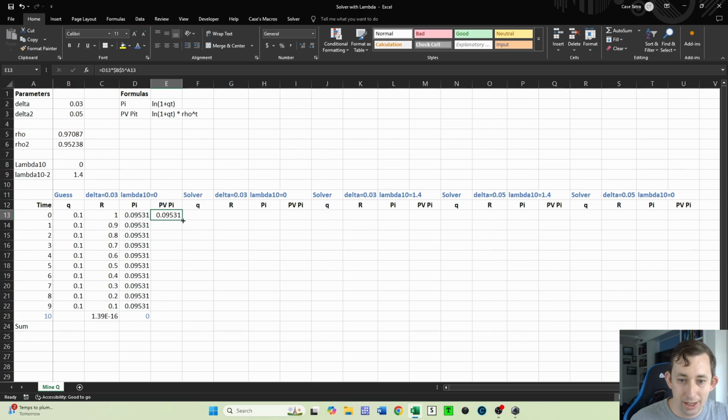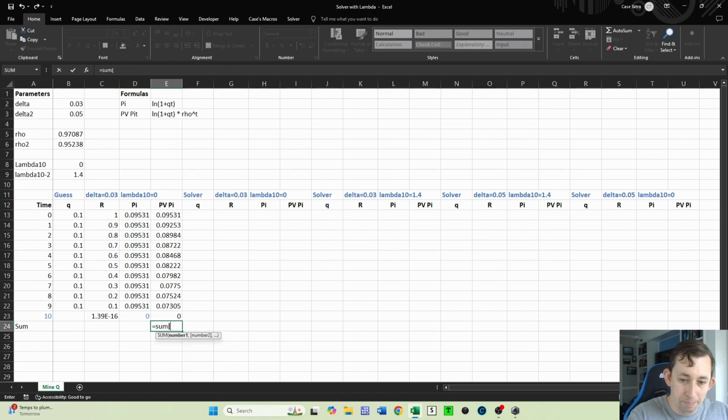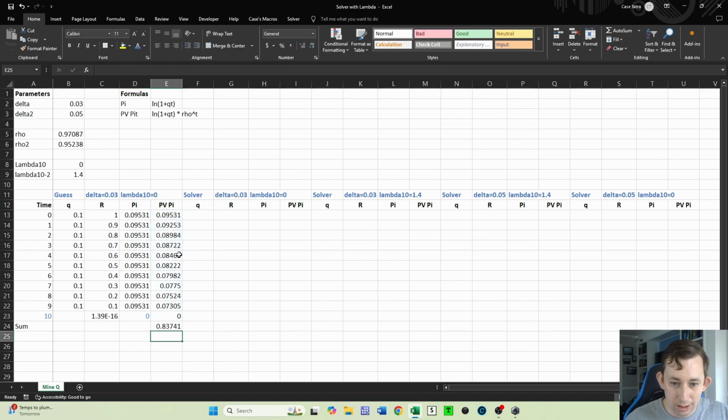And so now I can drag this all the way down. This is going to work all the way to period 10 because I'm just multiplying pi by this rho. So even though the equation for pi is changed in period 10, the equation for the present value of pi in period 10 will be the same. And now I'll just go ahead and sum these up. And now I'll take a look and see, okay, does this make intuitive sense?